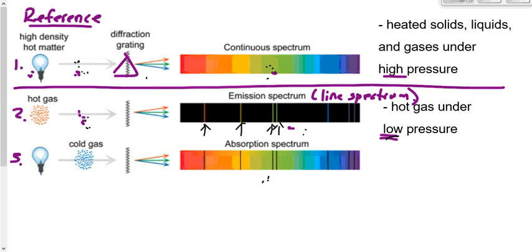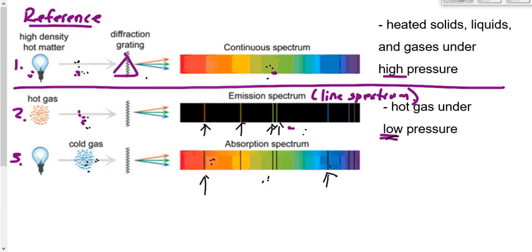This cold gas absorbs certain photons. It absorbs a red photon. Why is there a black line there? Well, because that red photon was absorbed by the cold gas to cause an electron to jump to a higher level. Why is there something missing right here for blue? Well, because there was a blue photon absorbed by the cold gas causing an electron to jump to a higher level.